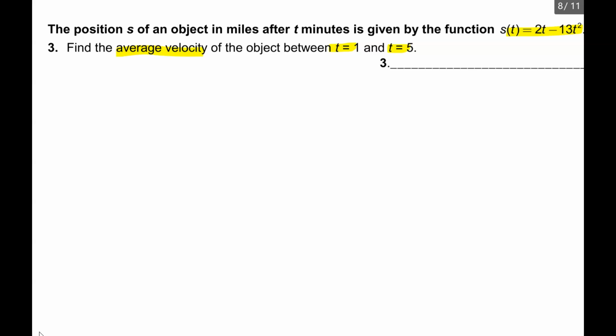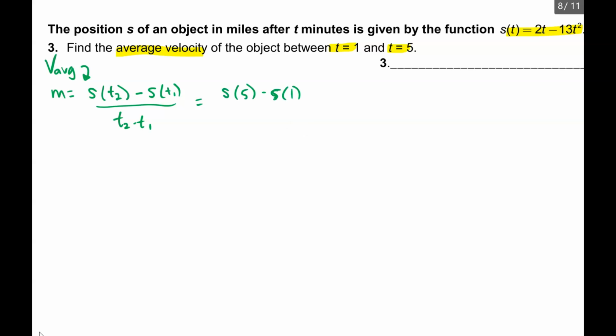So the average velocity, let's see, our slope is going to be s of t2 minus s of t1. Maybe I should write this. V average is literally just our regular slope equation over t2 minus t1. So this is going to be s of 5 minus s of 1 over 5 minus 1. I can literally find what s of 5 is, s of 1, and then plug in.